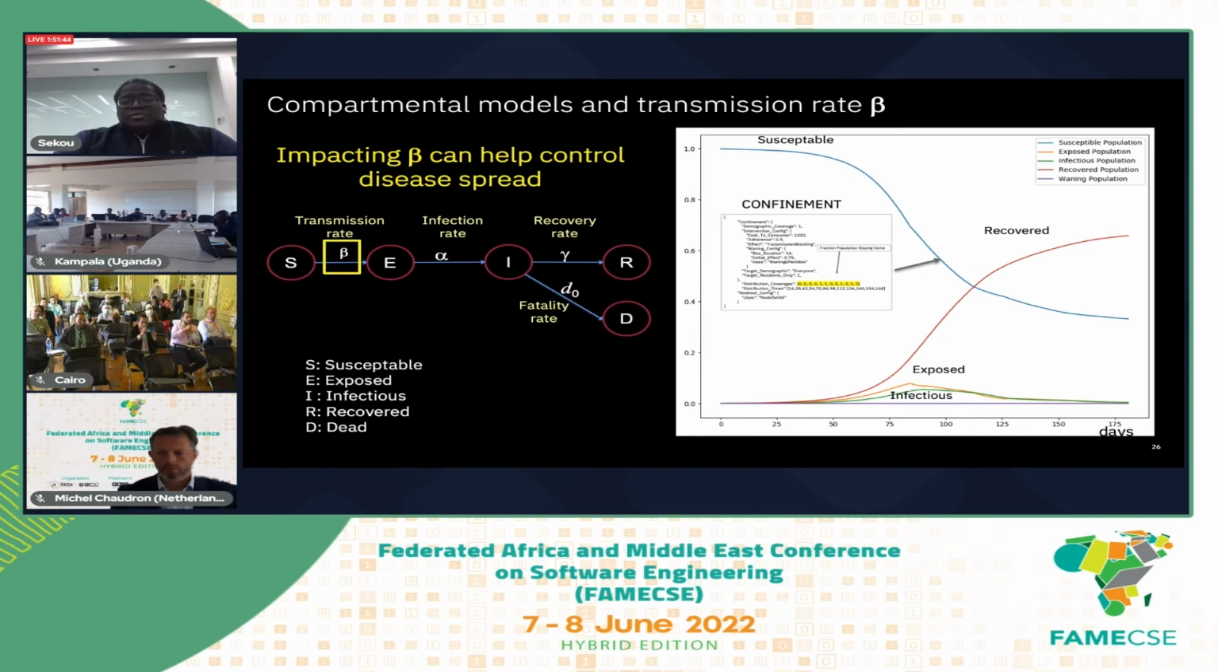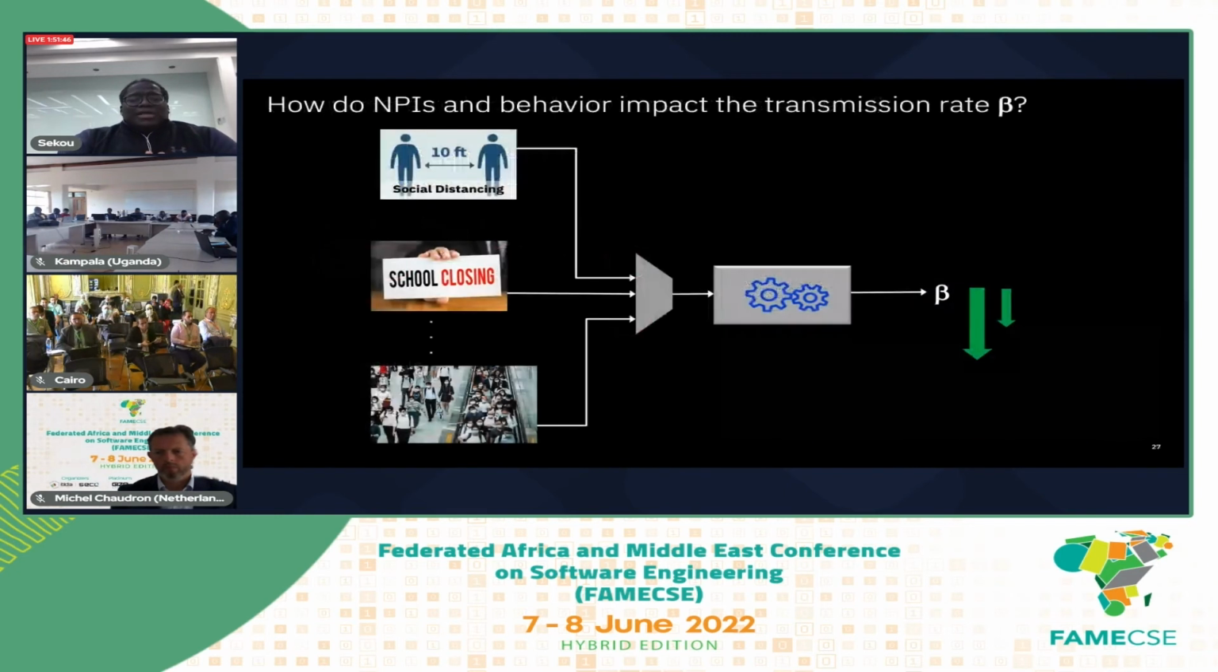So these users want to understand what particular NPIs actually reduce beta. Is it school closing? Is it school closing for all students? Is it school closing for students of a certain age in a particular location? How much social distancing is needed, etc. The point is, you'd like to understand, using a data-driven approach, how do NPIs and behavior impact the transmission rate?